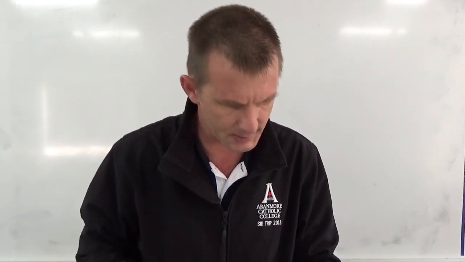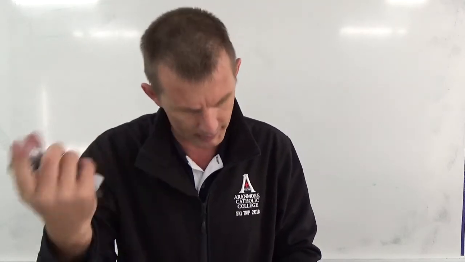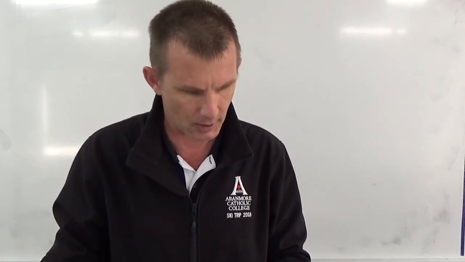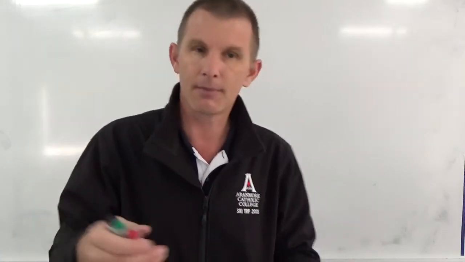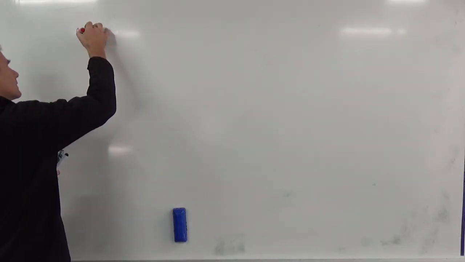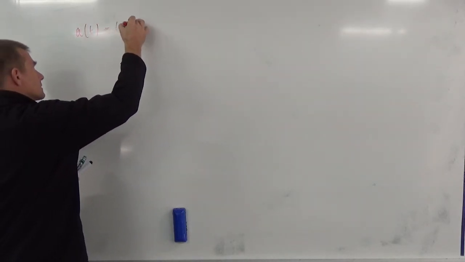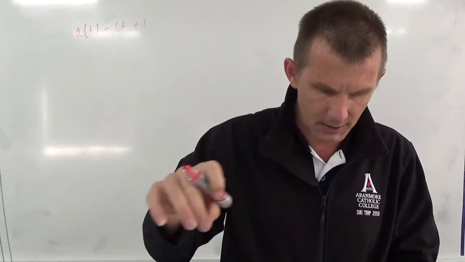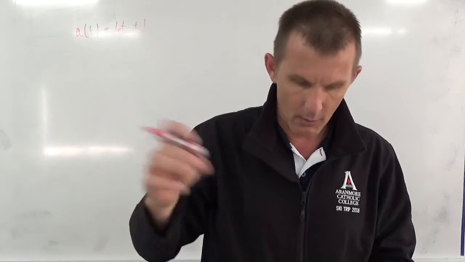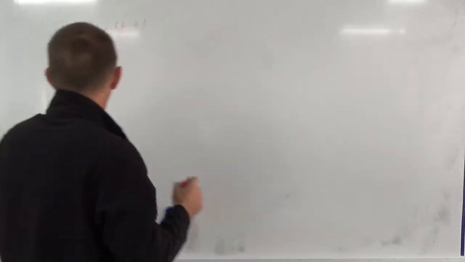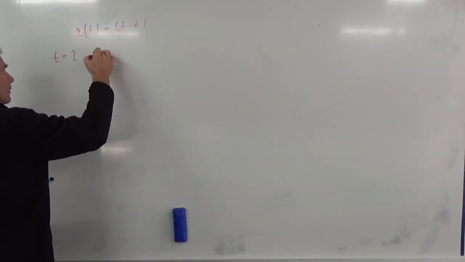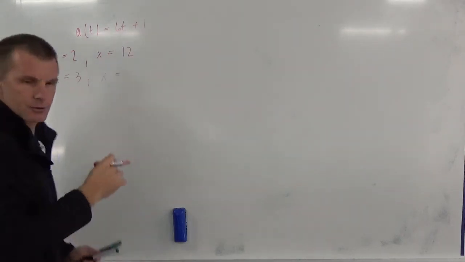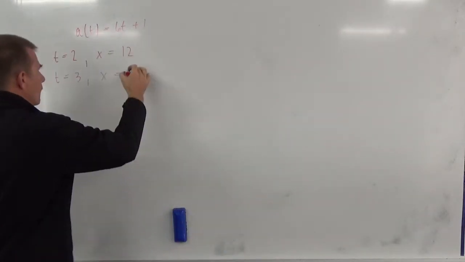So, question 14 says, a particle travels along a straight line, rectilinear motion, such that the acceleration at time t, that's just the formula for acceleration, is equal to 6t plus 1. So all we know is the acceleration is equal to 6t plus 1. That's all we know at this point. Then it says, when t equals 2, the displacement is 12, and when t equals 3, the displacement is 34. So when t equals 2, x is equal to 12. When t equals 3, x was equal to 34.